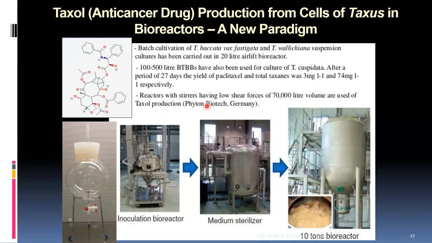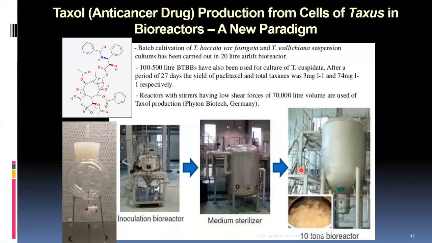Similarly, there is a company in Korea called Samyang Genex, which is working with Taxus hairy roots. So from hairy roots, they are isolating Taxol, and they have also upscaled the hairy root production in very, very high volume bioreactors. Unfortunately for us, and fortunately for the companies, all of these details are patent protected. So you will never see publications coming out of it in open journals.